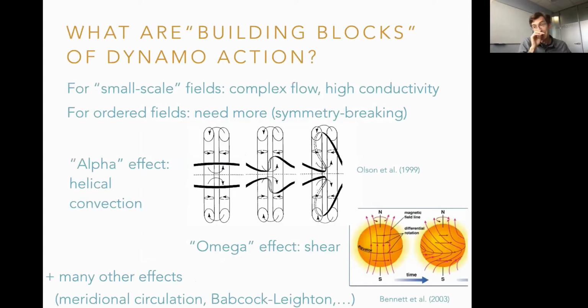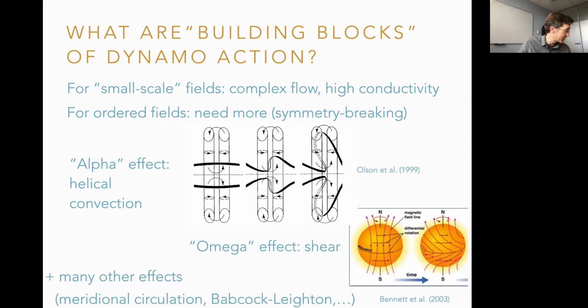Otherwise, it'll inevitably decay. One thing people talk about is the idea of different building blocks to dynamo action. So for a small scale field, you might say, as I said before, a sufficiently complex flow and a sufficiently conductive medium might be good enough. But if you want an ordered field, like we see in the sun or in lots of other astrophysical objects, you need a bit more than that. You need something that breaks symmetry, and you need something that keeps the cycle going, if you like.